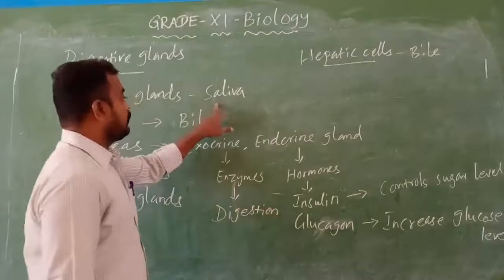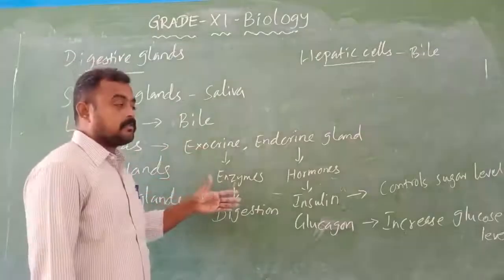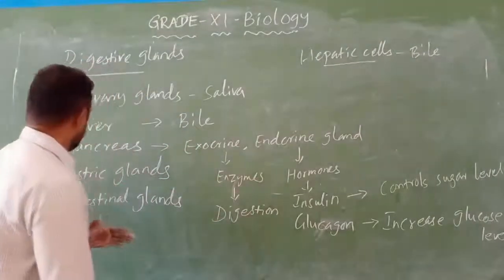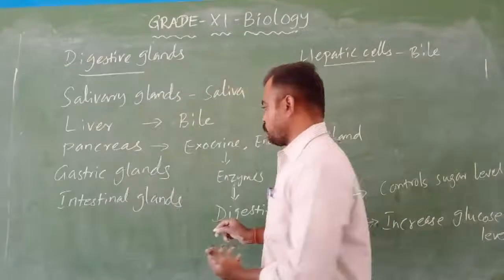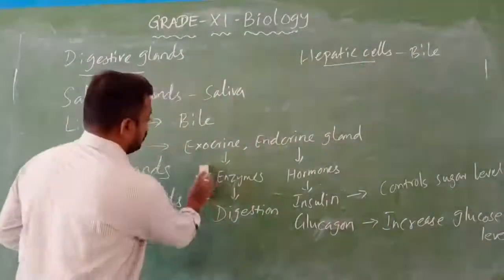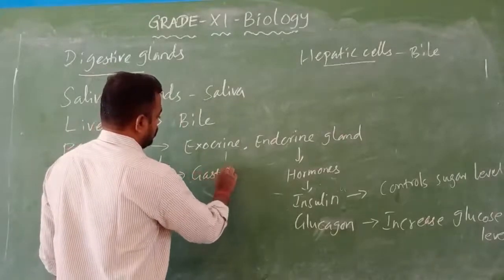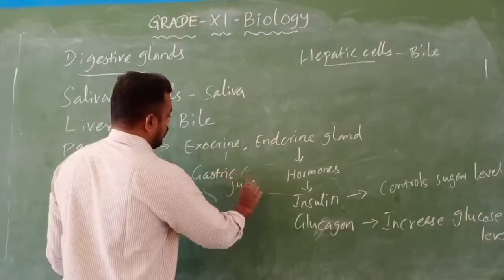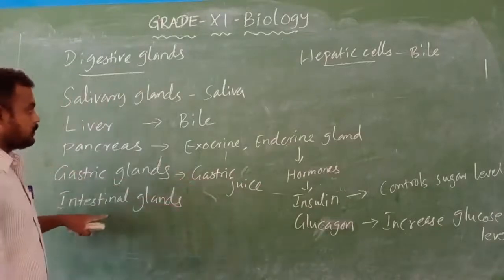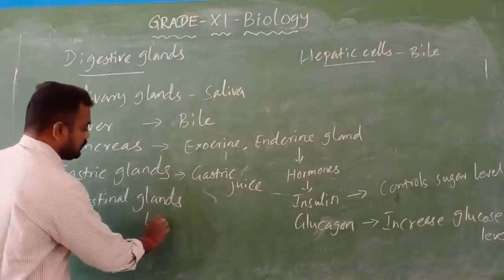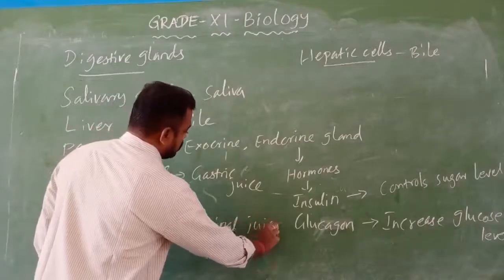So saliva functions, then bile functions and pancreas enzymes functions we will see later. Okay. The next one, gastric glands, which secrete gastric juice. That gastric juice is also involved in the digestion. The next one, intestinal glands, which secrete intestinal juice.